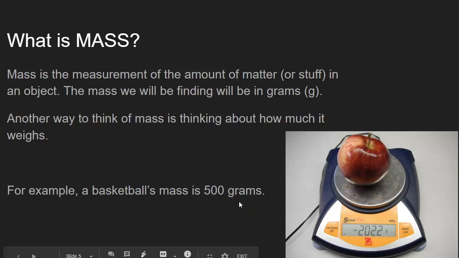What is mass? Mass is the measurement of the amount of matter in an object. The mass we will be finding will be in grams. Another way to think of mass is thinking about how much it weighs. For example, a basketball's mass is 500 grams.